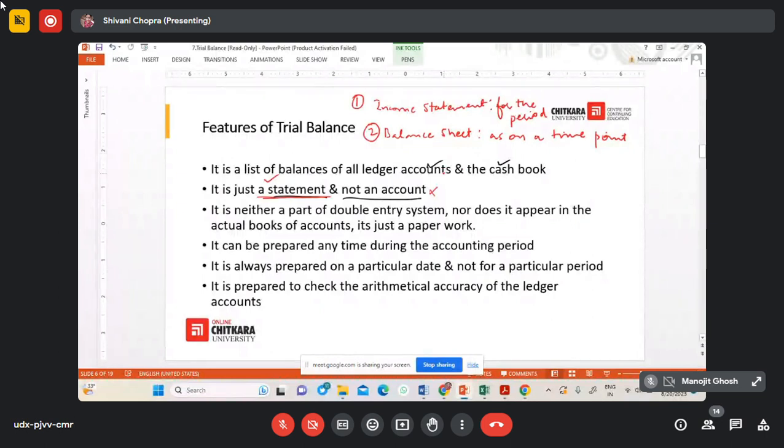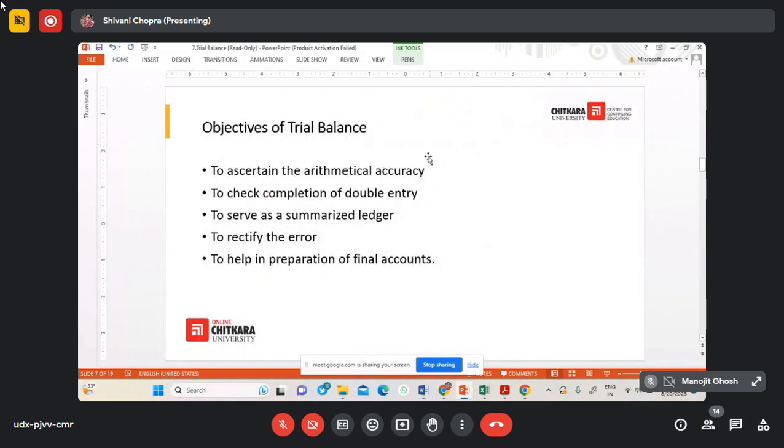It is prepared to check the arithmetical accuracy of ledger accounts. The objectives are arithmetical accuracy, completion of double entry, providing a summarized ledger, and rectifying any sort of error made. If there is an error, the trial balance would not match, and that would indicate an error, and we can correct that error to help in the preparation of final accounts.